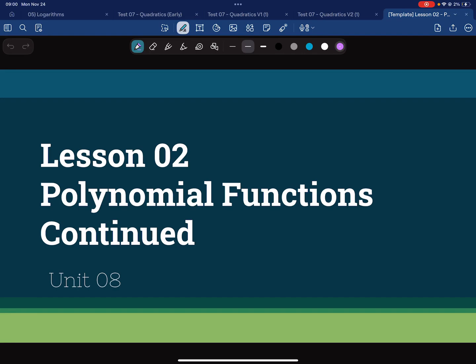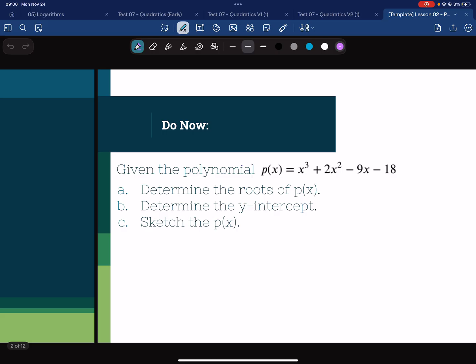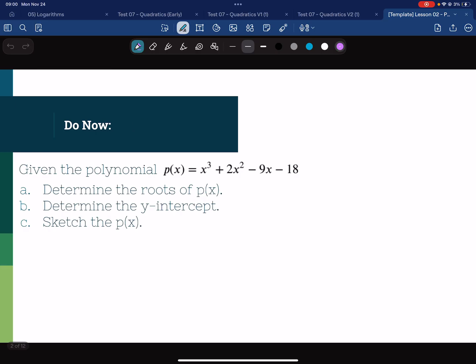Everyone. In this video, we're going to look through some of the things about polynomials like we saw in our last lesson. So take a moment, try this do now, same thing we were doing on our last lesson. Pause the video here and just take a moment to find the roots and the y-intercept and then make that sketch. After you've done that, you can come back in.